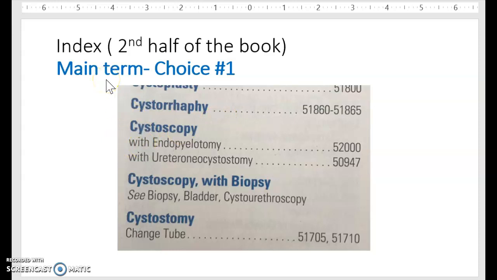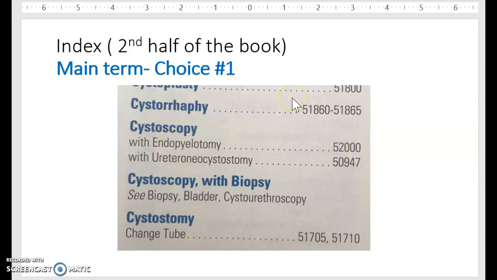So if I ask you what is the main term you would like to look for in this scenario, your answer is going to be: yes, think, answer, correct, cystoscopy. So cystoscopy is your main term for the scenario. We go to the index, we look for cystoscopy, and we look for choices under it.